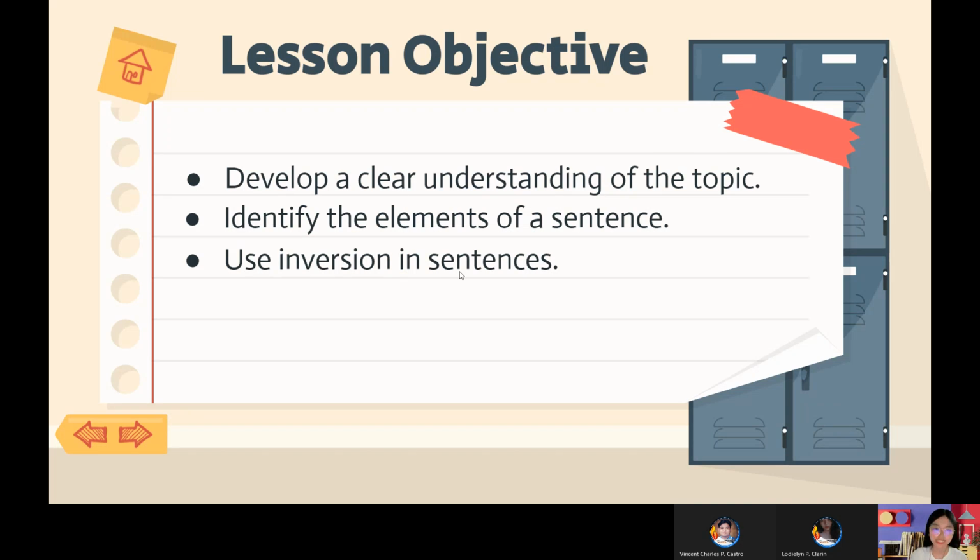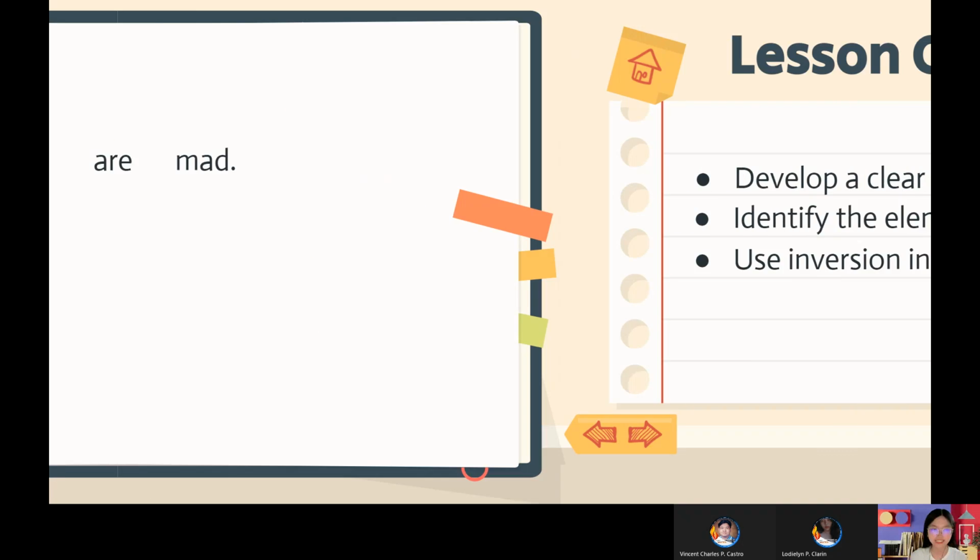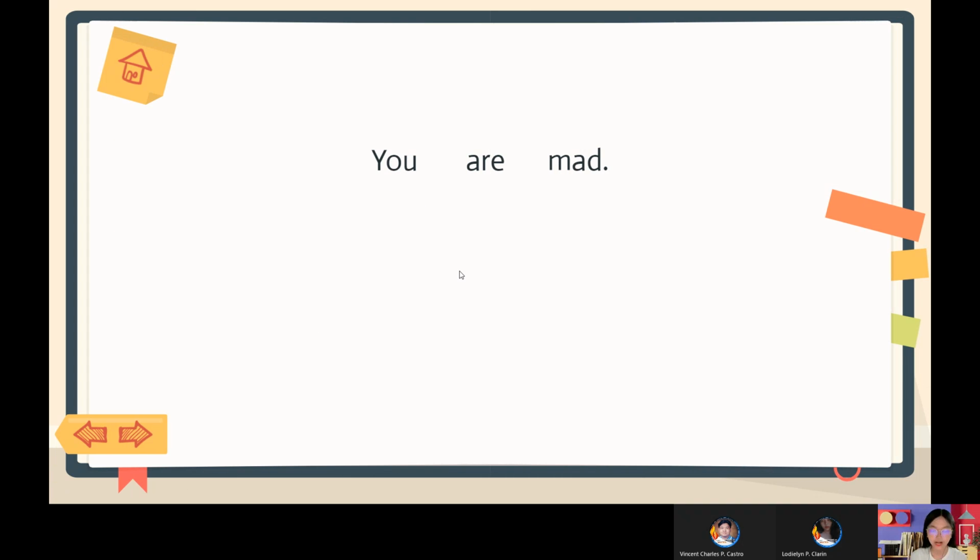So to begin our class, let me share with you a sentence. You are mad. Mr. Castro, what is the subject in the sentence? You is the subject. What about the verb and the object? Mad. Yes, that is correct. So as you can see, we have here a subject, a verb, and an object. This sentence follows the basic English structure, the SVO pattern.